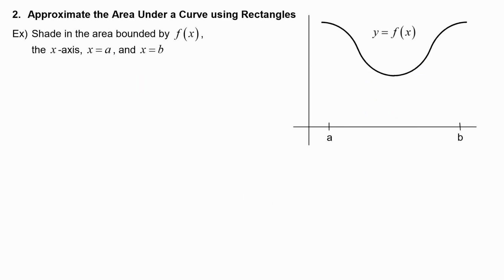In this section, you will learn to approximate the area under a curve using rectangles. Here, we want to shade in the area bounded by f of x, which is this curve over here, the x-axis. Now, remember, the x-axis is just a line whose equation is y equals 0, so that's this. It's also bounded by x equals a and x equals b. Now these two are just equations of vertical lines.